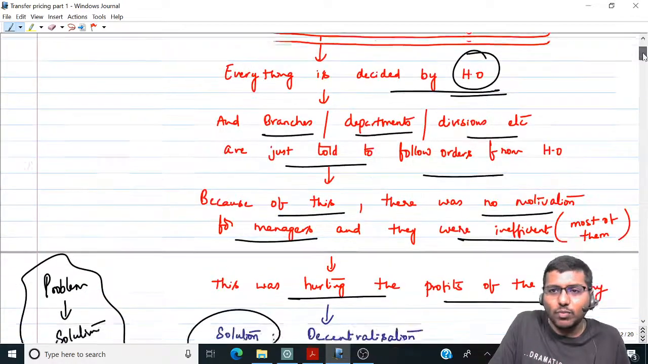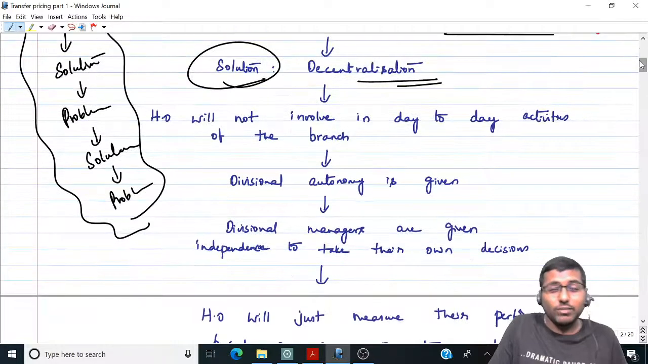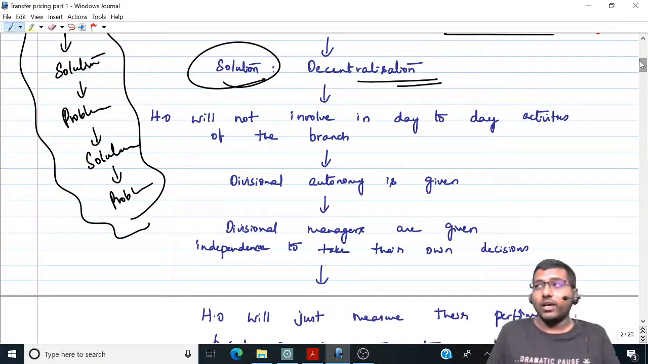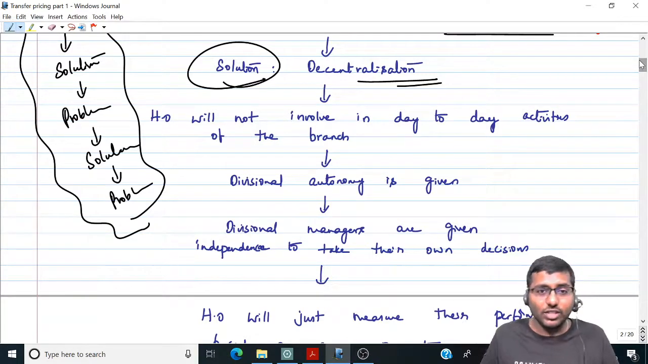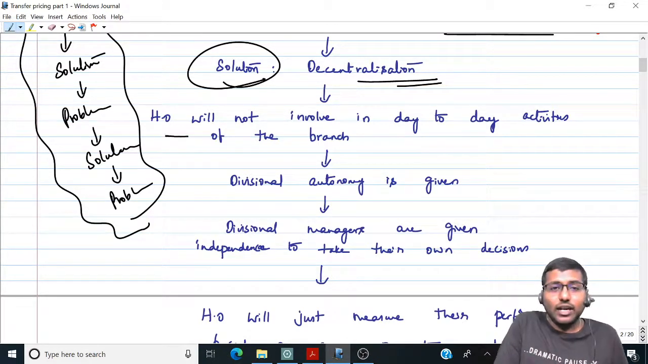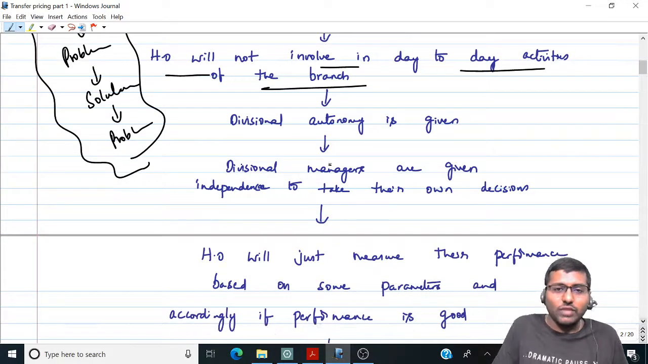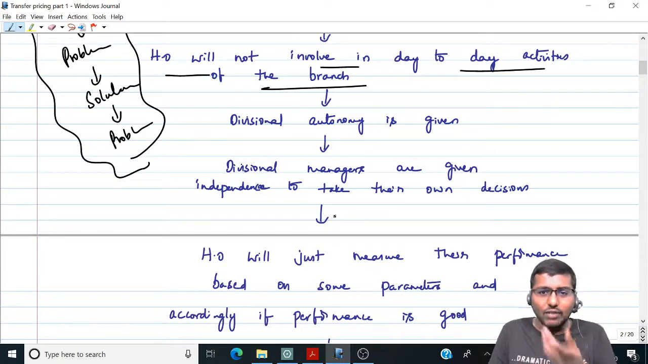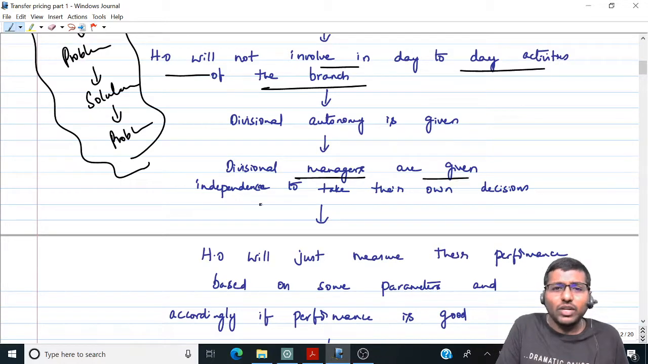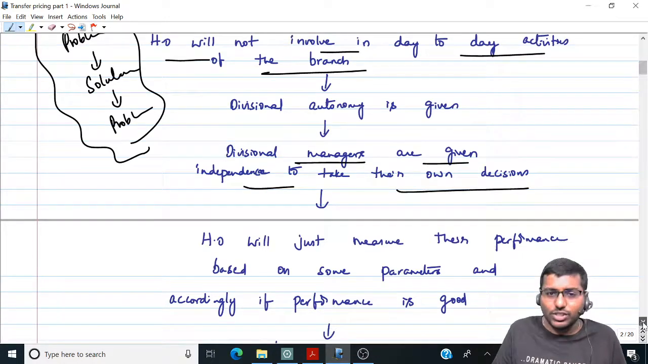So initially I had this problem because of the centralized way of doing business. Most of the people were inefficient and that was hurting the profits of my company. So what did I do? I went for decentralization. I said head office will not be involved in the day-to-day activities of the branch. So I gave you autonomy. Divisional autonomy means that independence is given, that power is given. So divisional managers are given independence to take their own decisions.